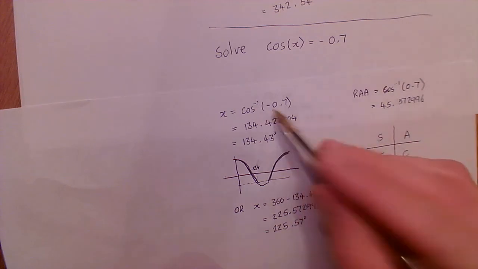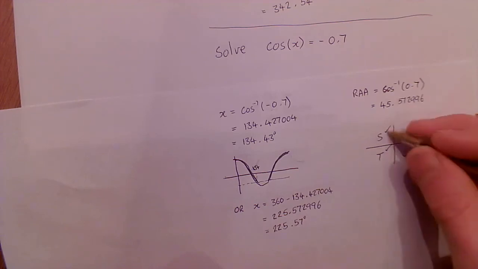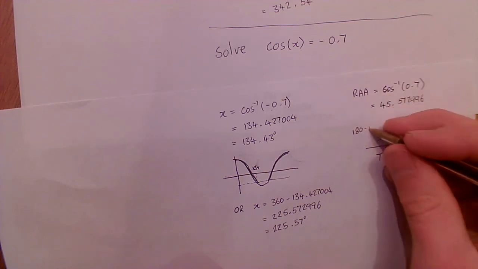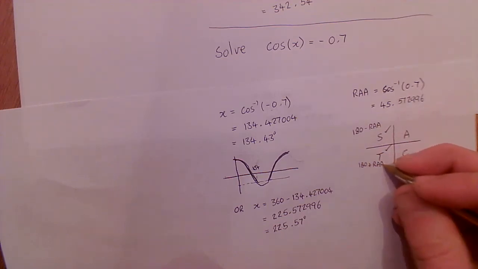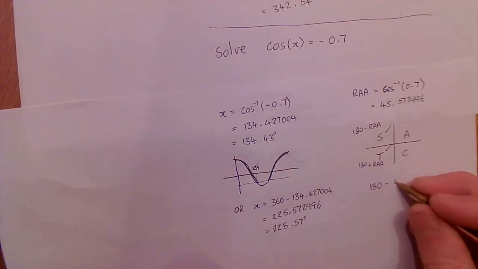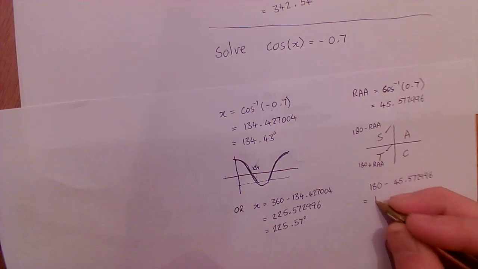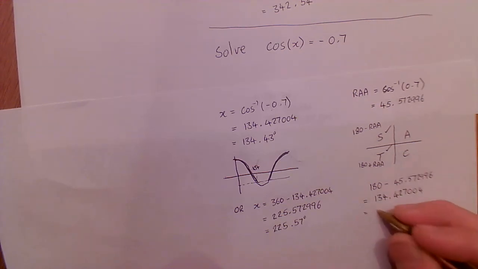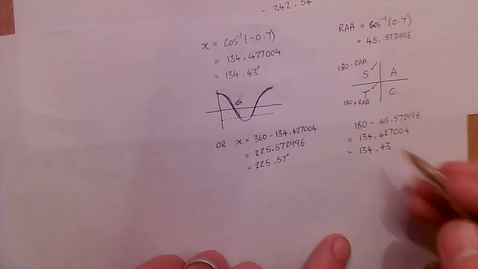So doing that, where is cos negative? Well, cos gives us negative values up here and there, because it's positive there and it's positive there, so it must be negative in the other two. This is always 180, take away our RAA. And this one's always 180 plus our angle that we've got. So that is 180 take away 45.572996, which gives us 134.427004, which rounds to 134.43, which is good because that matches what we got up here.